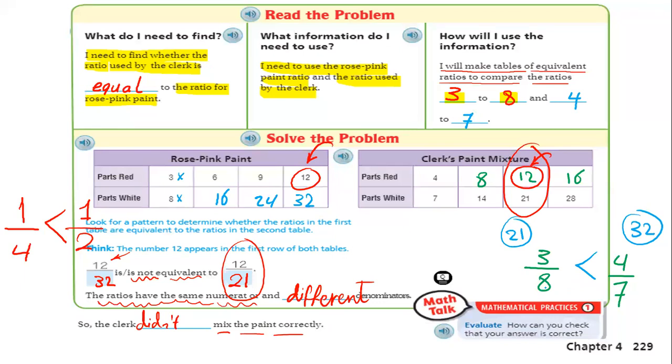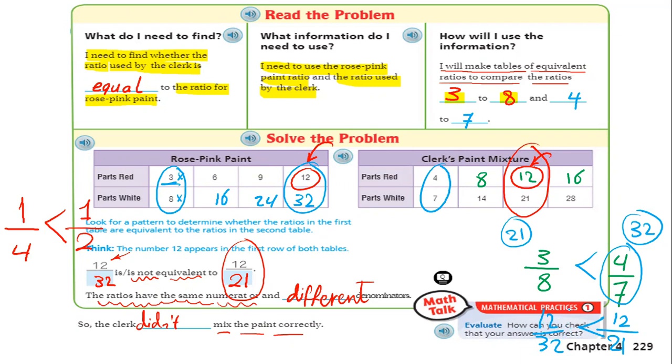Then why did we put 12 over 21 greater? I'm confused now. 12 over 21 in the timetable of this ratio is greater than 12 over 32, which is in the timetable of the second ratio, 3 over 8. So 3 over 8 is less, and 12 over 32 is less also.